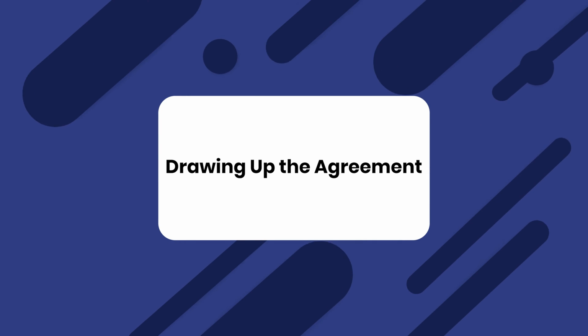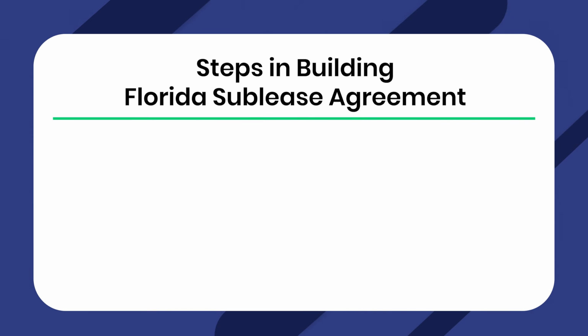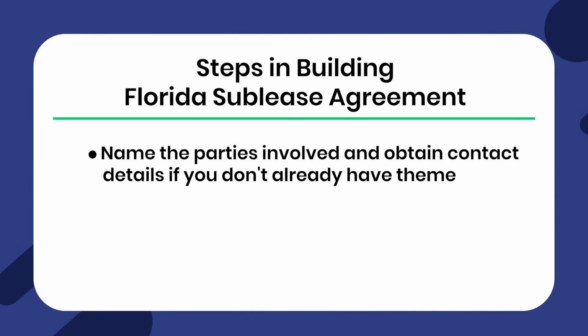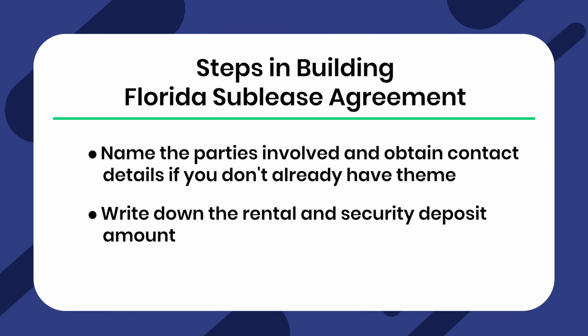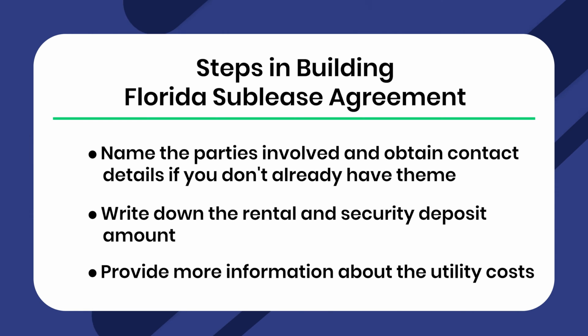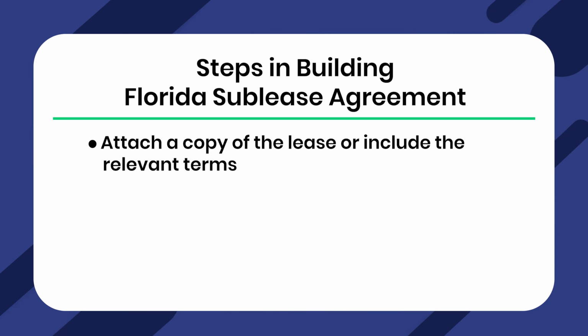Drawing up the agreement. Follow the steps here. Name the parties involved and obtain contact details if you don't already have them. Write down the rental and security deposit amount. Provide more information about the utility cost. Attach a copy of the lease or include the relevant terms.